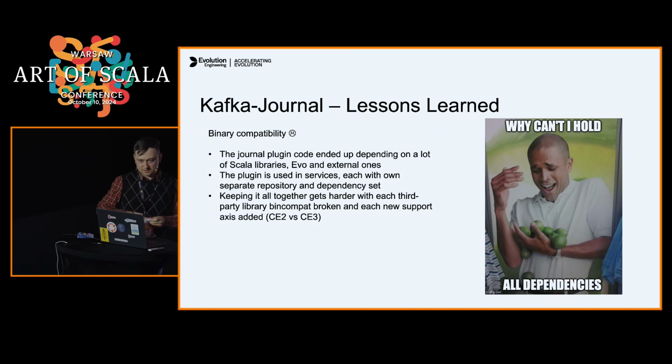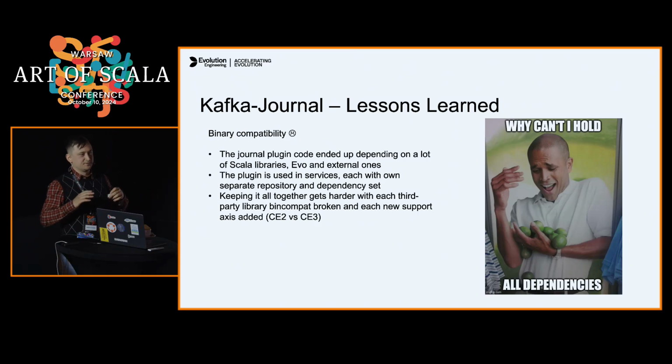Let's go a bit further. So the interesting part, lessons learned with all that stuff. I want to highlight one or two interesting problems which we had. Binary compatibility is a problem, especially in big organizations like Evolution, where we have a lot of separate repositories for services and a lot of separate repositories for libraries. They all depend on each other. They are all built at different times. They have different sets of dependencies. They are updated at different times and at different paces. Something is not updated well, and it gets really, really hairy. So keeping it all together is hard.